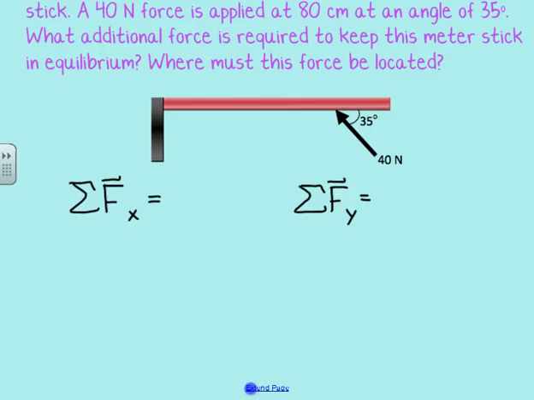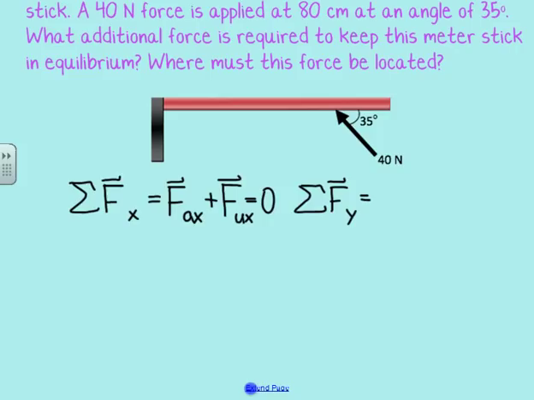In the x direction, we have the x component of this applied force, and we must have an x component to our mystery force. I'm going to call that F unknown, using U for unknown. Those two added together must equal 0.